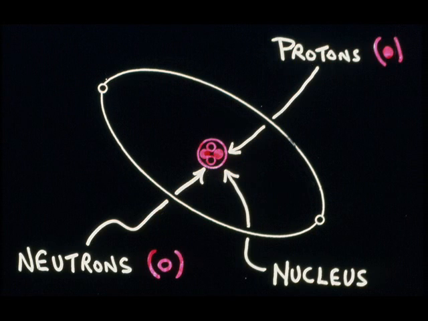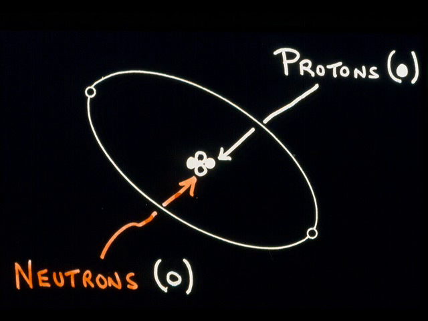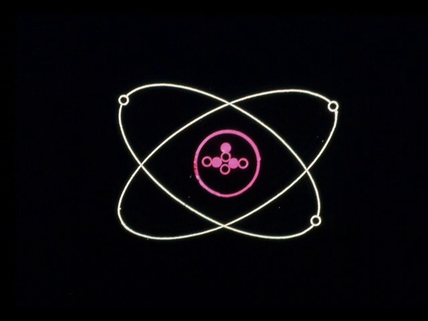We have noted that the protons and neutrons of an atom are grouped together in the center and form what is known as the nucleus. These 2 atomic particles contain the majority of the weight of an atom. The atomic weight of an atom is the sum of the weights of its protons and neutrons. The nucleus of the helium atom contains 2 protons and 2 neutrons. Therefore, the atomic weight of helium is approximately 4. And lithium has 3 protons and 4 neutrons, so lithium's atomic weight is approximately 7.